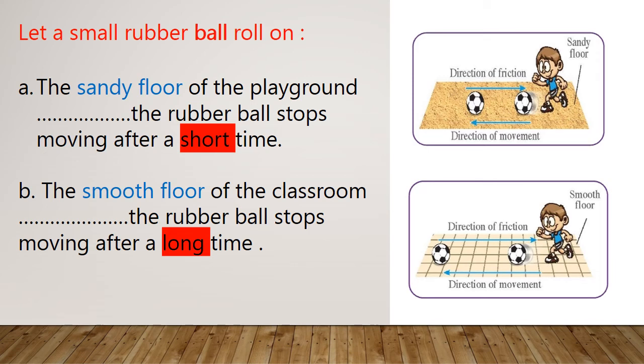In the next situation, I will take this rubber ball and roll it on the smooth floor of the classroom, for example. We will observe that the rubber ball stops moving after a long time. Can you give me the reason? Yes, that's because the floor of the classroom is very smooth. So the friction force will reduce or decrease.